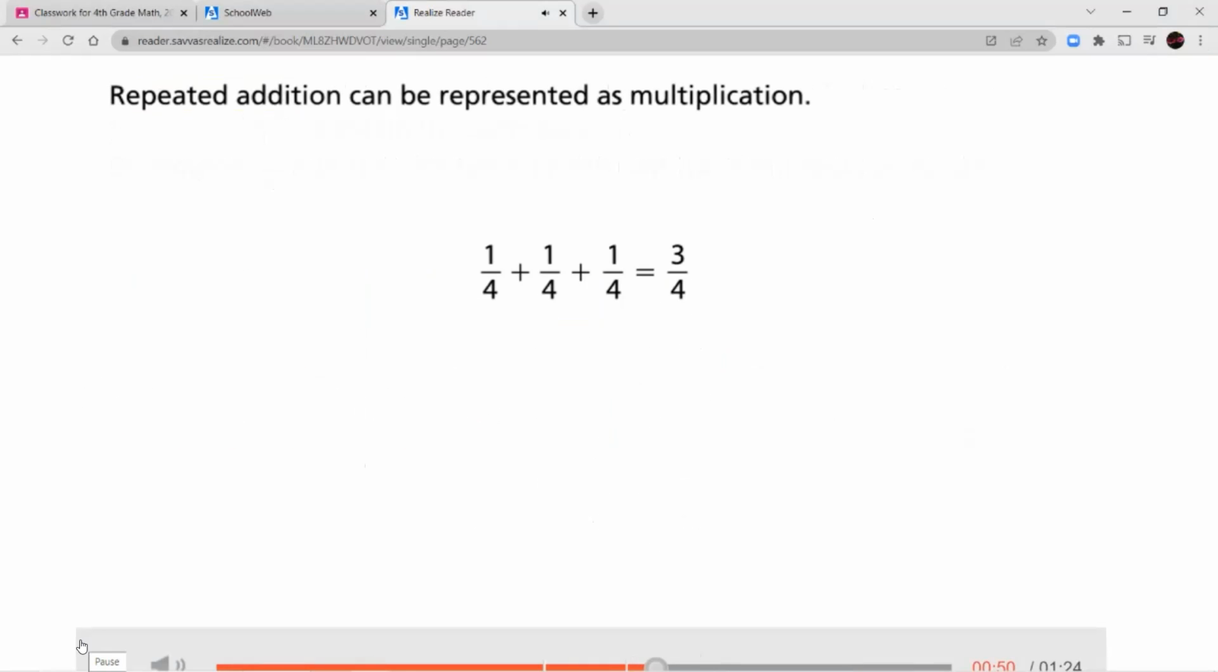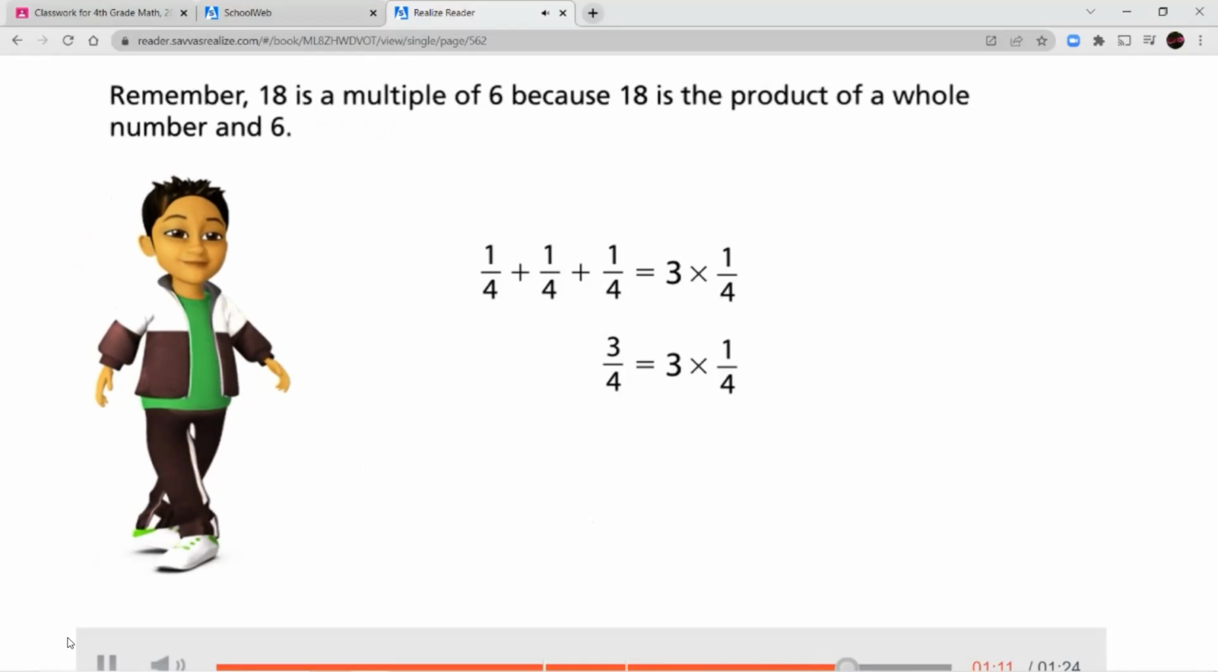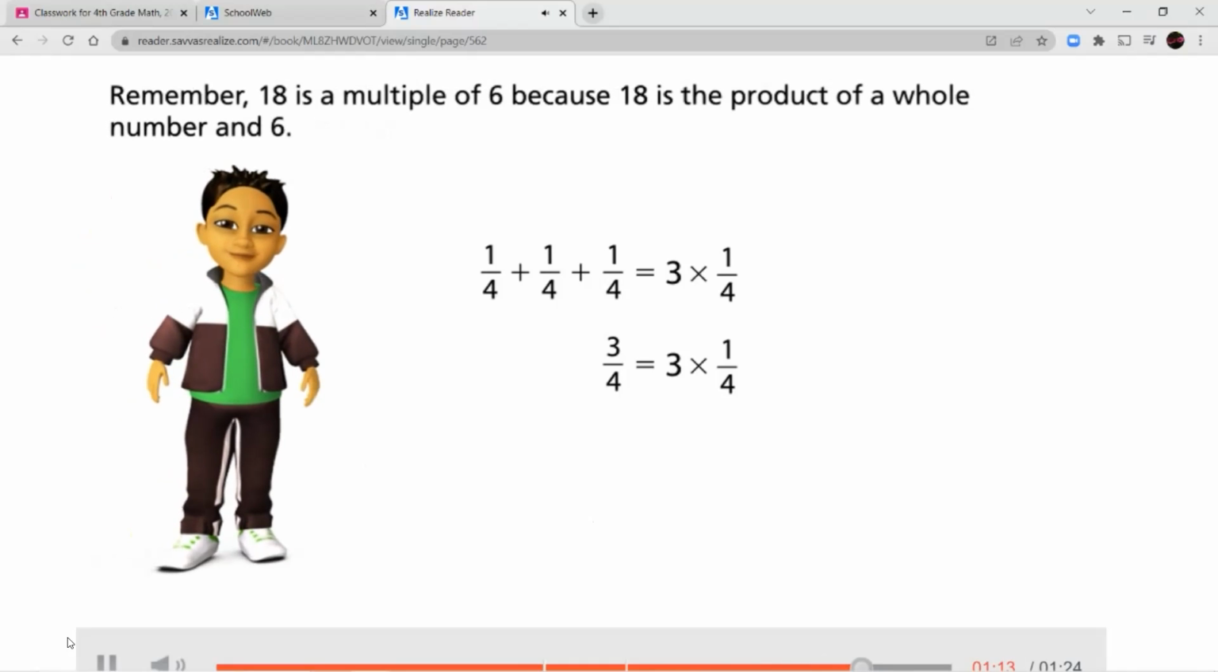Repeated addition can be represented as multiplication. Just as 6 plus 6 plus 6 equals 3 times 6, 1/4 plus 1/4 plus 1/4 equals 3 times 1/4. 3 times 1/4 equals 3/4. Remember, 18 is a multiple of 6 because 18 is the product of a whole number and 6. So 3/4 is a multiple of 1/4.